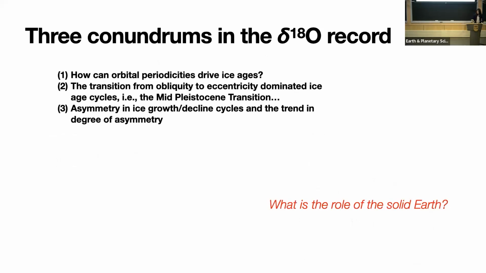To summarize these conundrums, first we have how these really minor changes in insolation can change climate in dramatic ways. We have what caused the transition between the obliquity and the eccentricity dominated ice age cycles, or what drove the mid-Pleistocene transition. And also what's causing this growth in asymmetry of ice growth and decline over the Pleistocene. And so what I'd like to discuss in this context is really what the role of the solid Earth is in each of these factors.